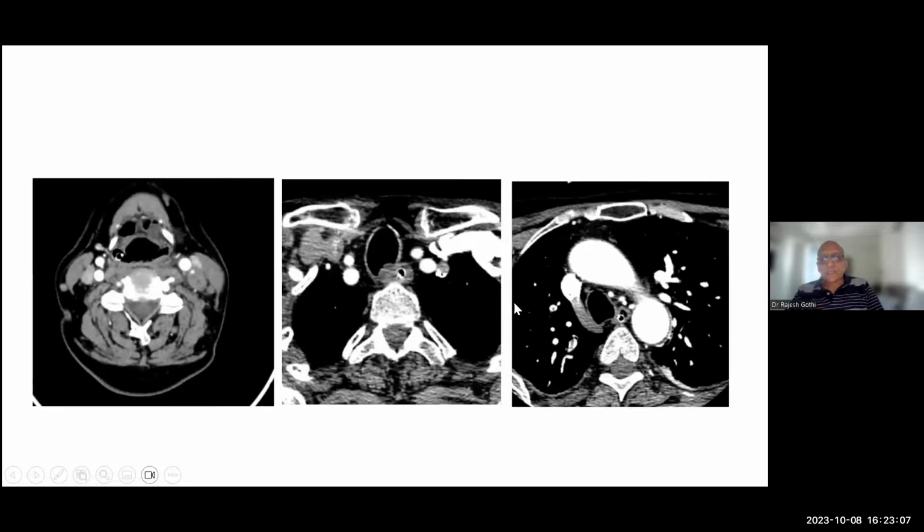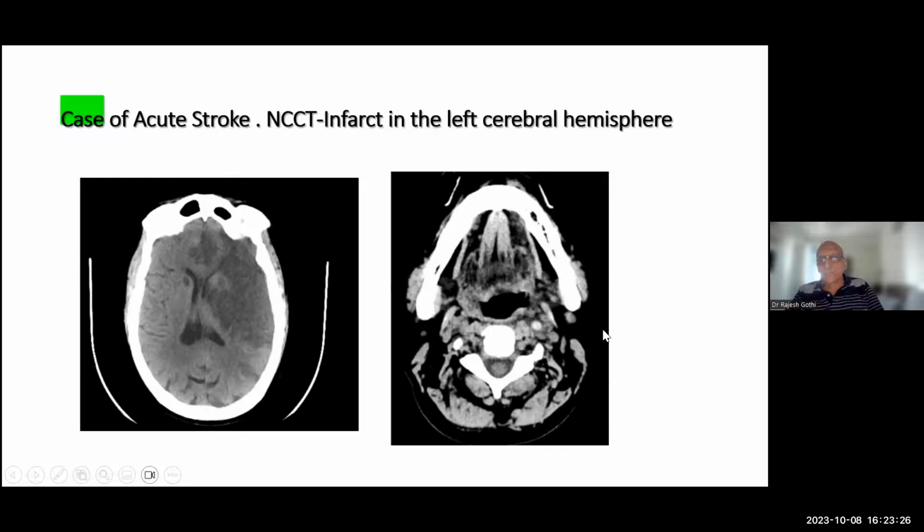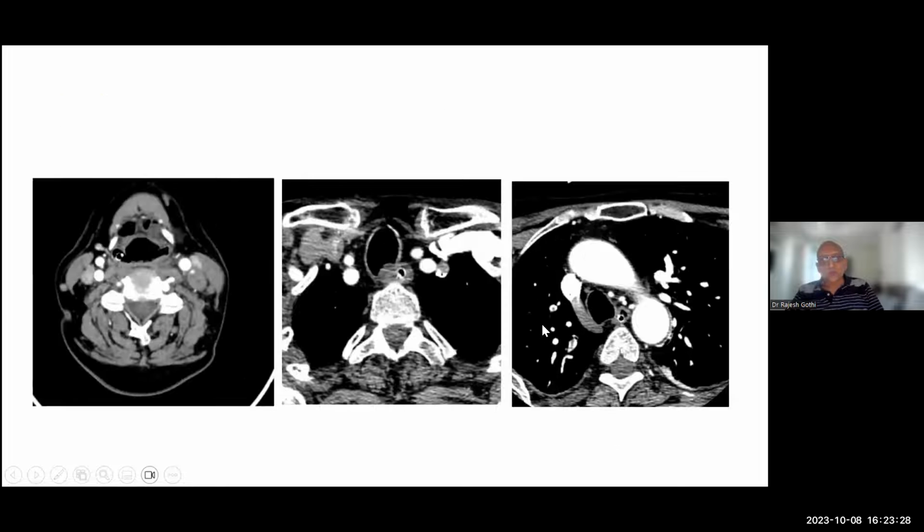So we did a CT angiogram. I'm going to compare now the right side to the left side. That is the right external carotid, right internal carotid, left external carotid. The left internal carotid is partially thrombosed. There was an acute thrombus which we saw earlier on in the NCCT, this one. And this is what we are seeing in the CTA.